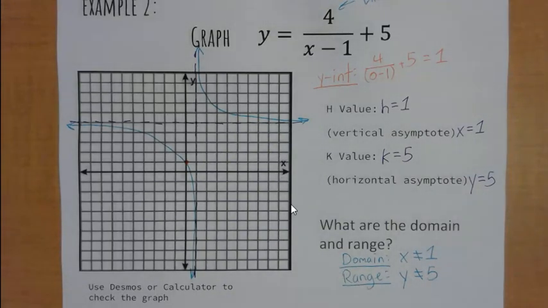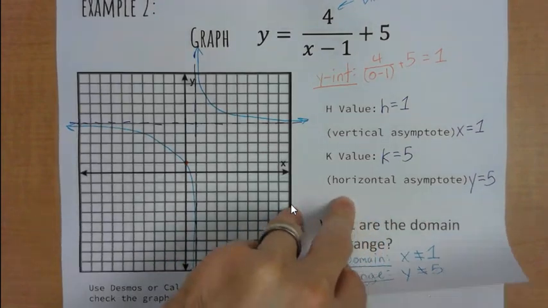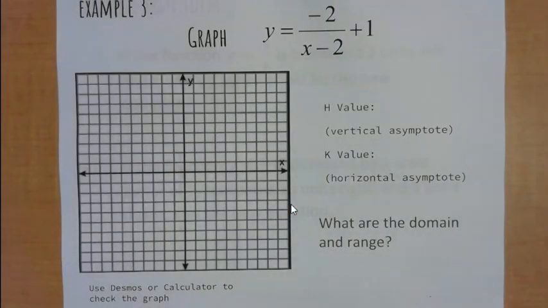Make sure you are paying close attention to how this is working out here. Remember, we went through our y-intercept, both asymptotes. We mentioned our transformations, and we've also done domain and range. Let's move on to our last graphing example, which would be example number 3.